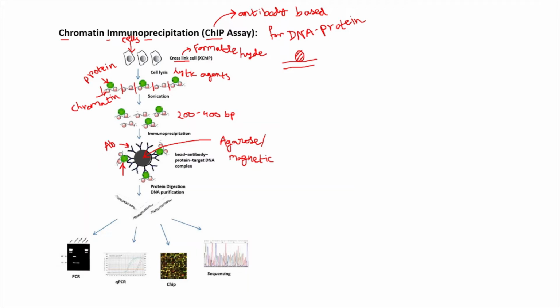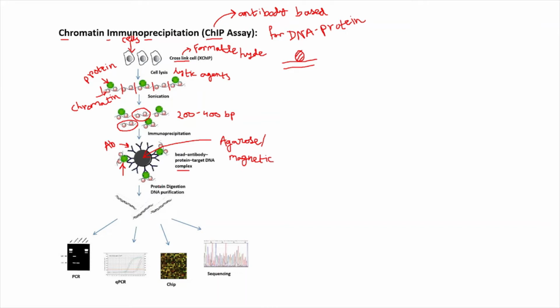Otherwise, here you will see this piece of chromatin has no protein associated with it, so it will not be able to bind to the antibody, which is specifically designed to be complementary to the protein of interest. So these two fragments will not be able to bind, and they will go out earlier. Only those pieces of chromatin which have proteins associated with them will be able to bind to this antibody. They will stick to this antibody. This is called the bead-antibody-protein-target DNA complex.